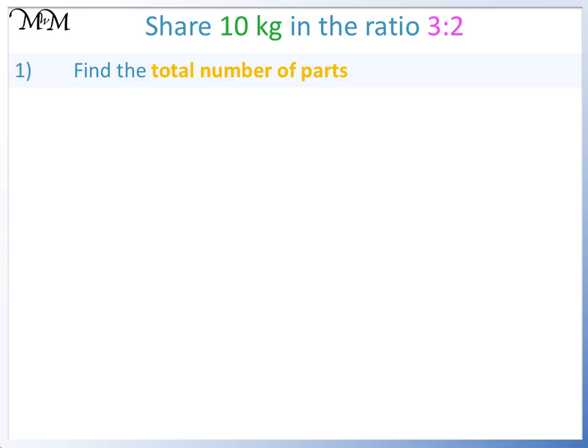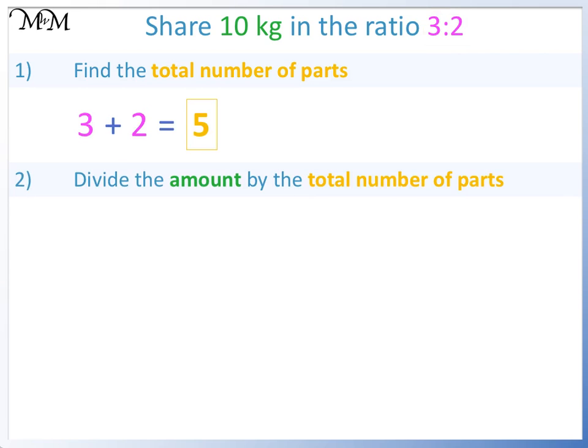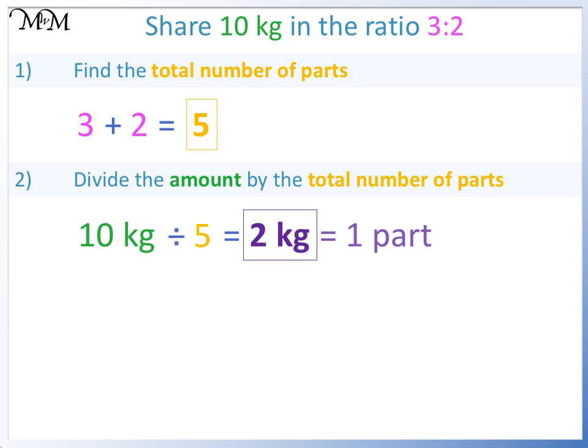Step 1. Find the total number of parts. 3 plus 2 equals 5, so 5 parts in total. Step 2. Divide the amount by the total number of parts. 10 kilograms divided by 5 equals 2 kilograms, so one part is 2 kilograms.